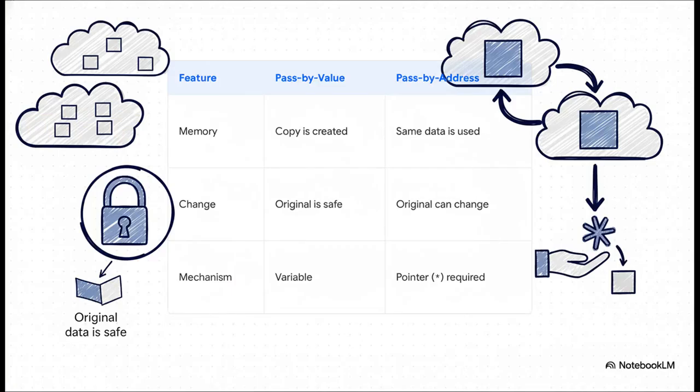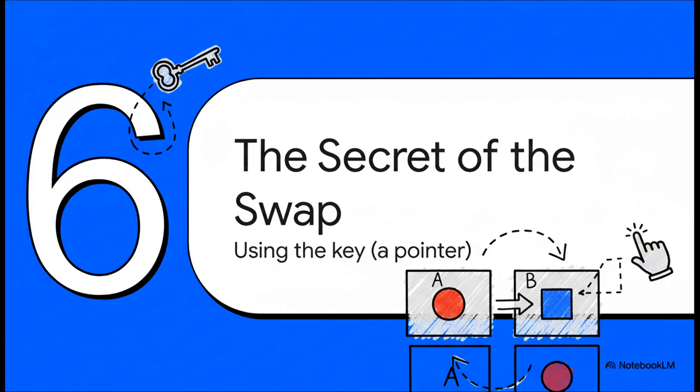So let's sum it up. Pass by value, the default, is safe. The original can't be changed, but it uses a bit more memory because it has to make all those copies. Pass by address is super efficient because you're working on the original data, but it means the function can change that original. And to do this, we need a special tool called a pointer, which is basically just the key we've been talking about. Now that we know about passing the key, let's go back and fix our problem.